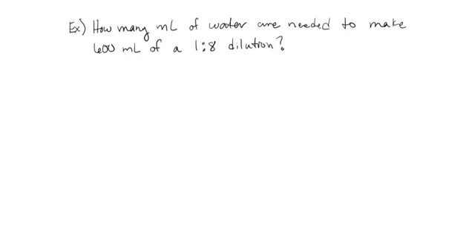So the very first thing that we need to do is use the information that we're given to figure out how many milliliters are in each part. So what's the information that's given? We're given 600 milliliters. It's total volume, and we're given it's a 1 to 8 dilution. So we're going to take our 600 and we're going to divide it by our dilution factor, and we're going to get 75 milliliters. And that 75 milliliters is going to be in each part.